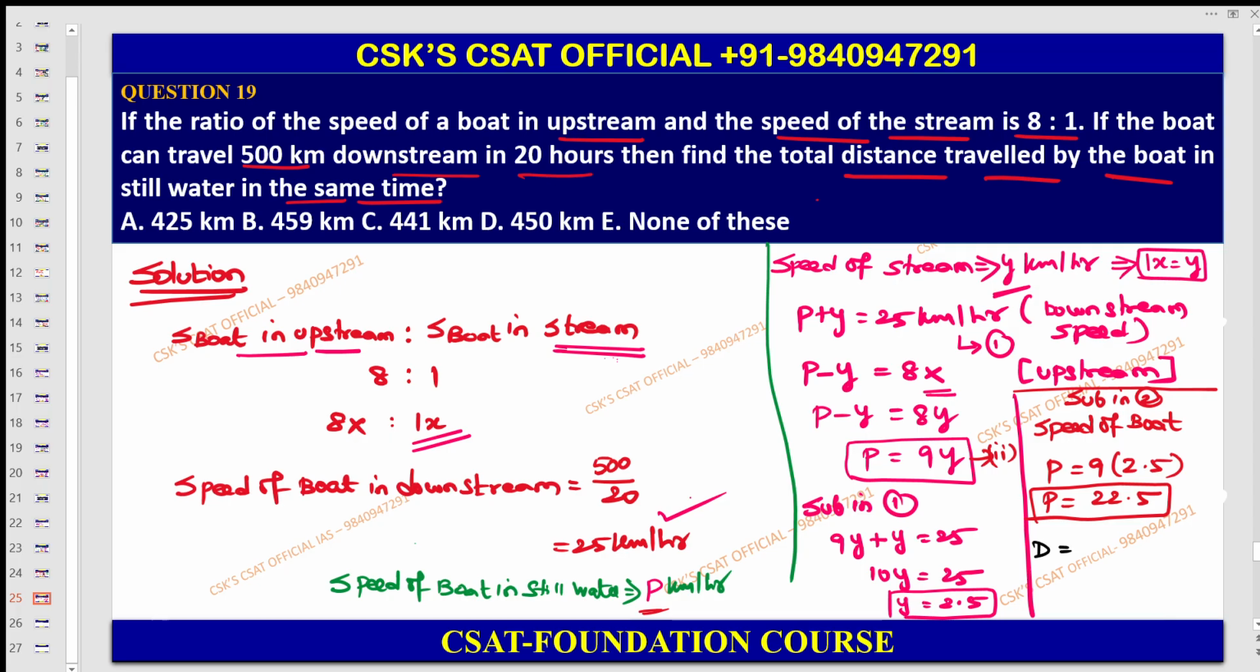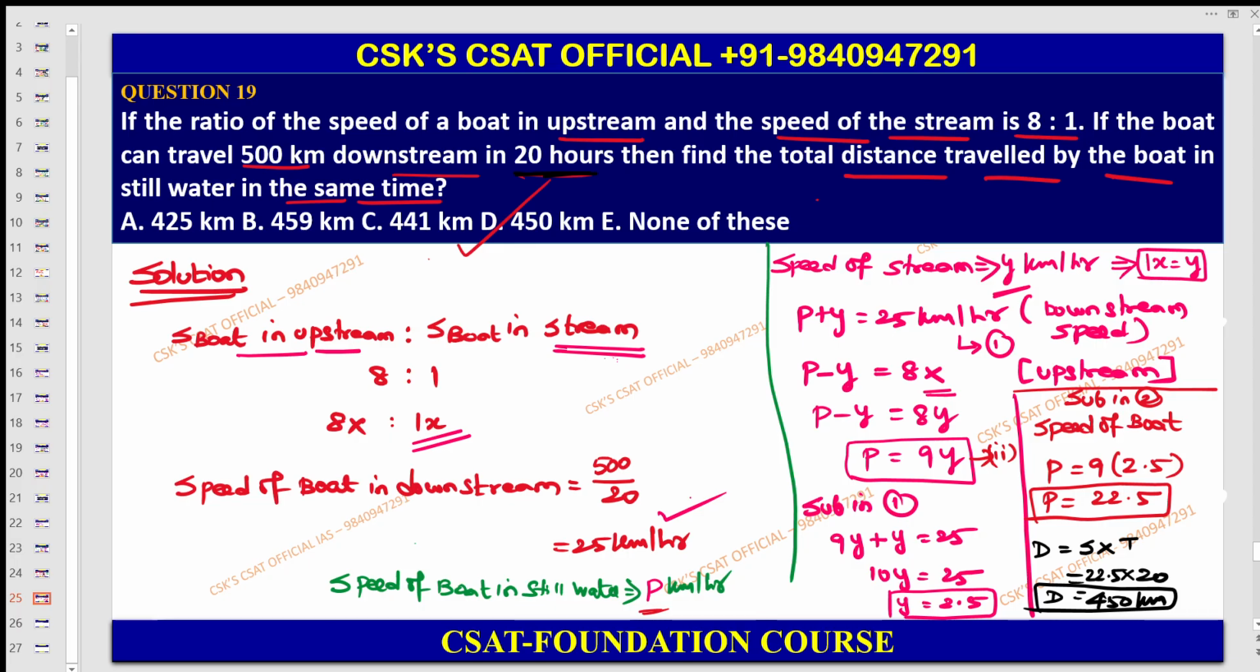So distance is equal to speed into time. What is the time here? 20 hours. 20 into, what is the speed here? 22.5. So therefore the distance here is 450 kilometer. It's a bit lengthy, but you can solve this kind of question in a simple manner. So the answer for this question here is 450. If you have any doubt, you can ask.